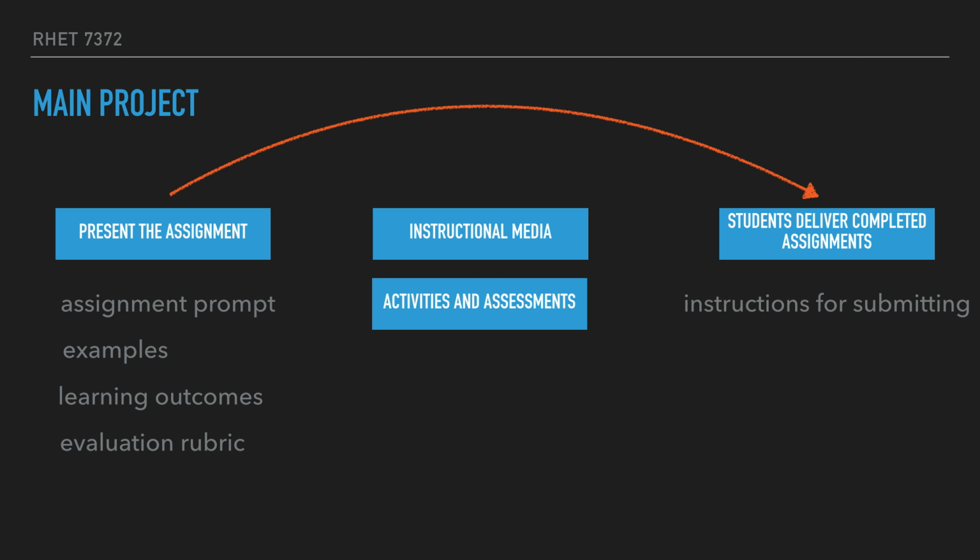That's where we're going to put instructional media, activities and assessment, all of the scaffolding and all of the steps that our students are going to need to get from point A, where they have been handed the new assignment, to point B, where they turn around and hand it back to you in a completed and revised form. So that's the shape that this project takes.